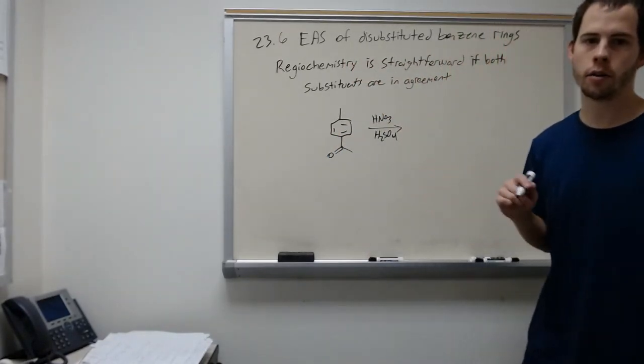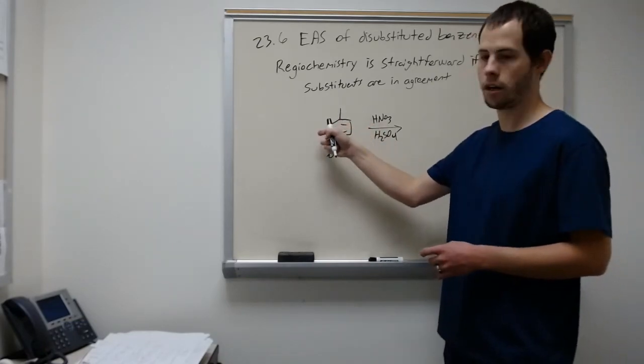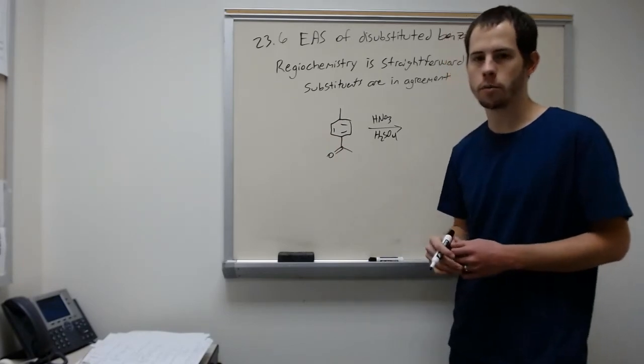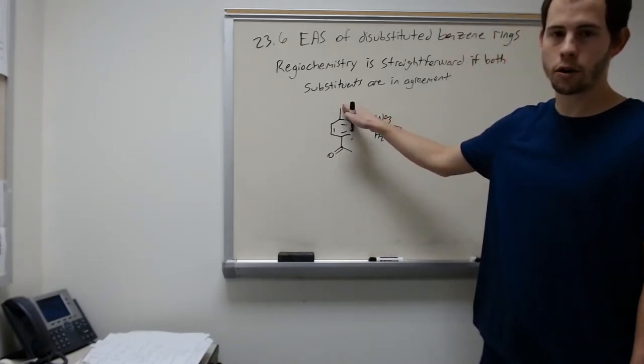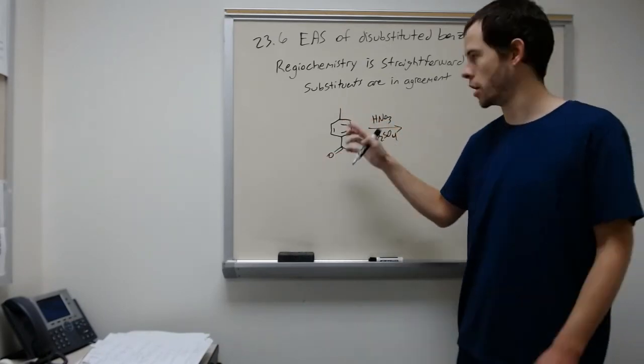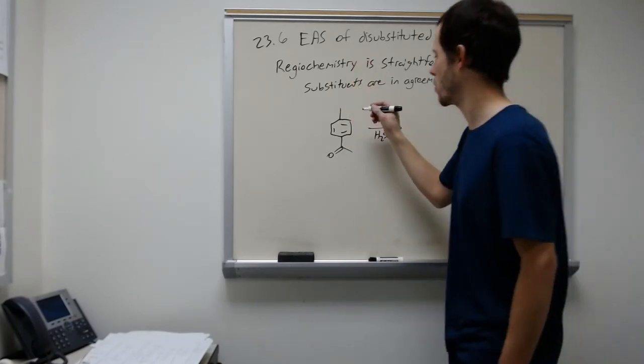Alright, so now we need to think about where our nitro group is going to go. Is it going to go here, or here, or here, or here? Well, let's think about it. We know that the methyl group, this carbon has a partial negative charge because it's more electronegative than the hydrogens that it's attached to. It's donating, and so it's ortho-para-directing.